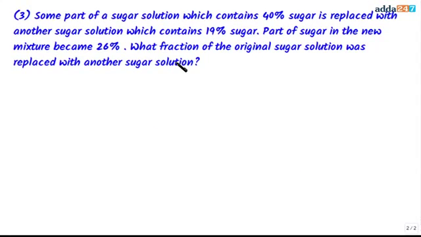Let's take one more example. Here we have some part of a sugar solution which contains 40% of sugar, replaced with another sugar solution which contains 19% of sugar. Part of the sugar in the new mixture becomes 26%. What fraction of the original sugar solution was replaced with another sugar solution? So this we have to find here.